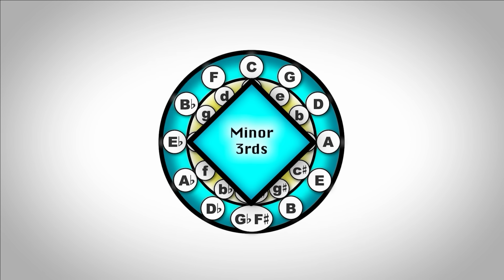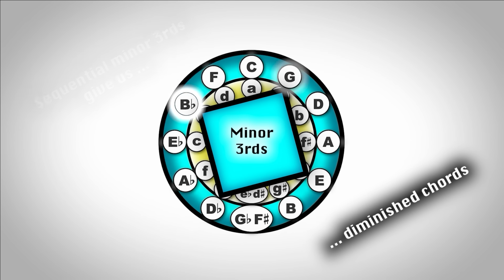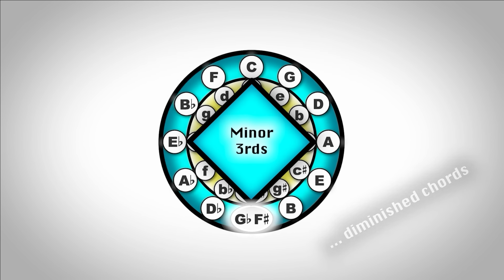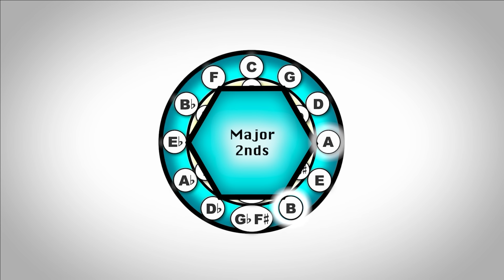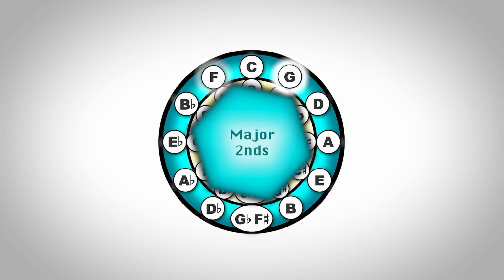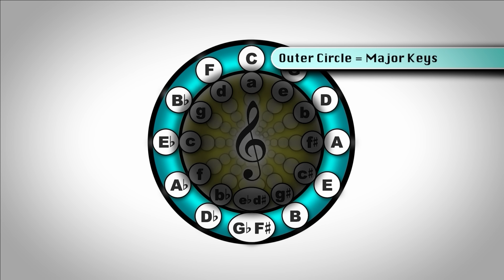The corners of a square will show us minor thirds and their enharmonic equivalents. A hexagon will point to whole steps, or major seconds. The outer ring of the circle represents major, minor on the inside.